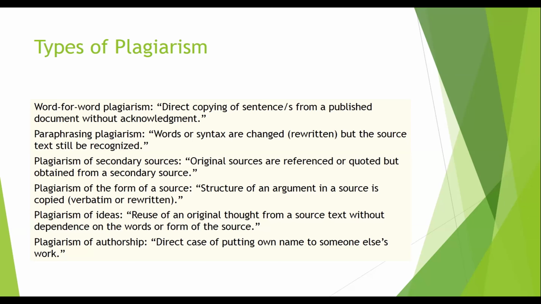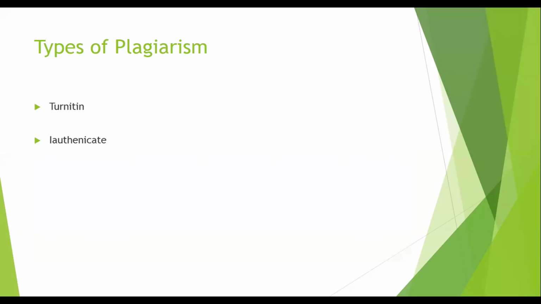What do you mean by plagiarism of secondary resources? You would not have referred to a particular article, you would have referred to some other article, and you would have quoted this particular study. When you do that, it will show as plagiarism of secondary references. Similarly you have plagiarism of ideas, plagiarism of authorship. There are various ways in which content can be plagiarized, and all these search engines developed till date would have incorporated all these different types of plagiarism. Based on these types, they would have configured the tool.